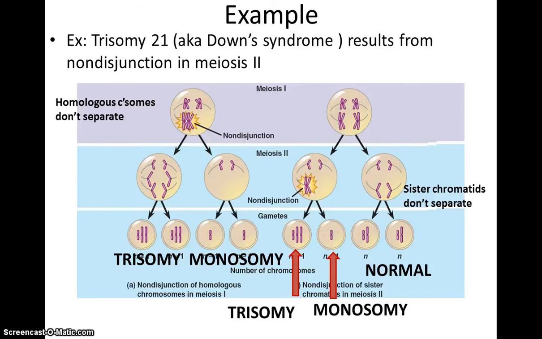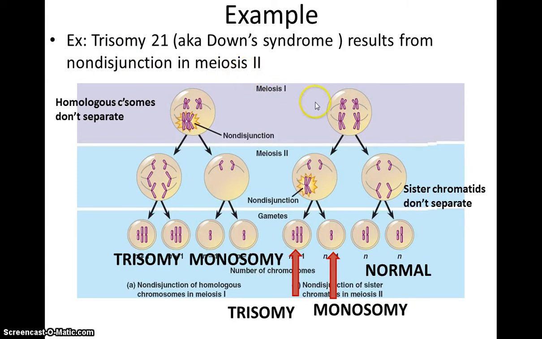So Down syndrome, for starters, is called trisomy 21, and it's called trisomy 21 because there are 3 copies of chromosome 21. We have 23 pairs of chromosomes, number 21, and someone with Down syndrome has an extra copy. This is going to result from what is called a nondisjunction. In this case, it's meiosis 2, but let's look at it in both cases.